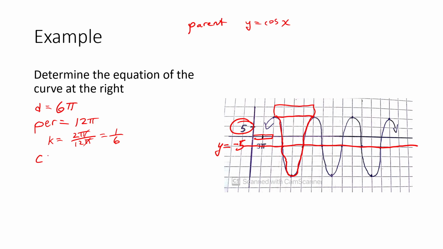Now, we can say c is equal to -5 just by observation. If you don't like doing that, then what you can do is say c is equal to the maximum y value, which is +10, plus the minimum y value, which is -20, all over 2. 10 minus 20, quantity divided by 2, is equal to -5.